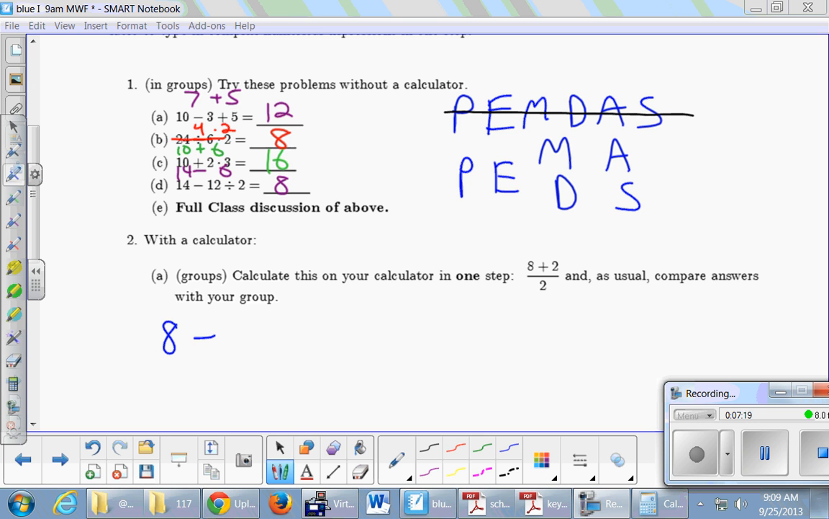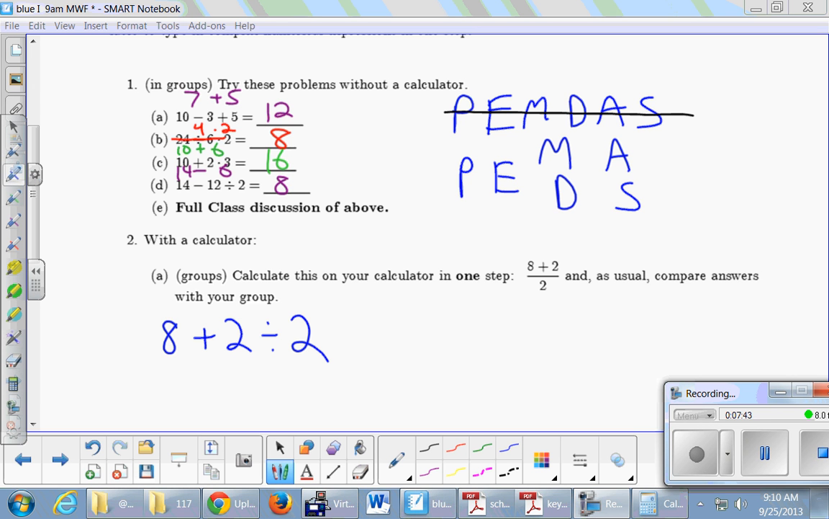Here's what I'm guessing most of you, if not all of you, typed in. It's 8 plus 2 divided by 2. Yes? That's what you typed in. The calculator knows PEMDAS, which is why it gave us the wrong answer. What does the calculator do first? It does 2 divided by 2 because it knows PEMDAS. And 2 divided by 2 is 1, plus the 8 is 9.